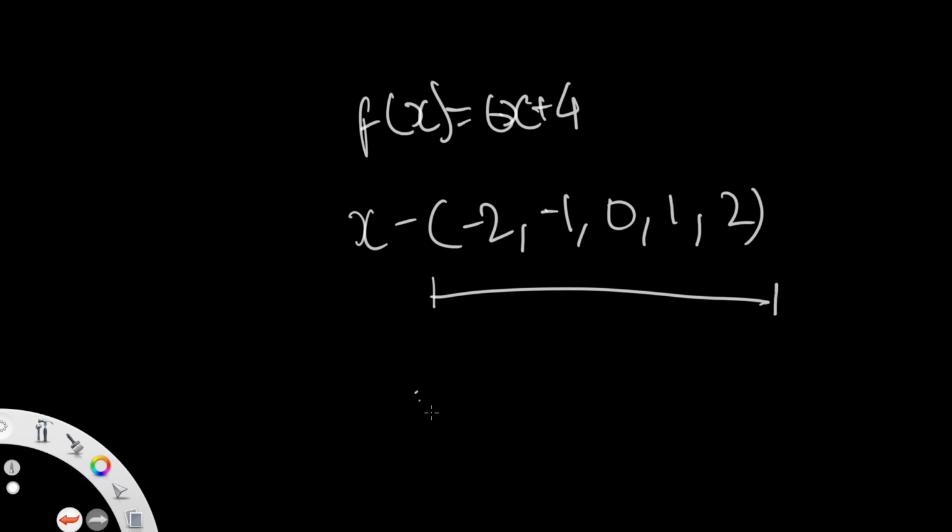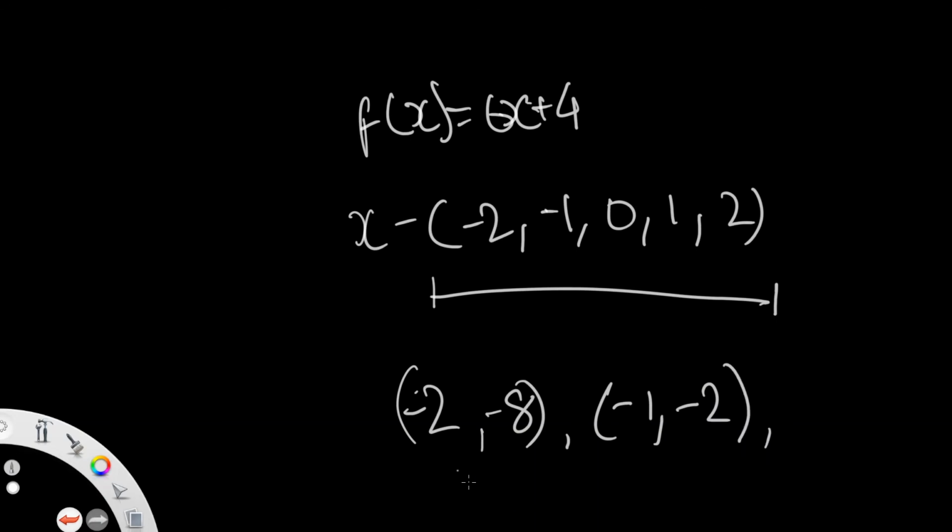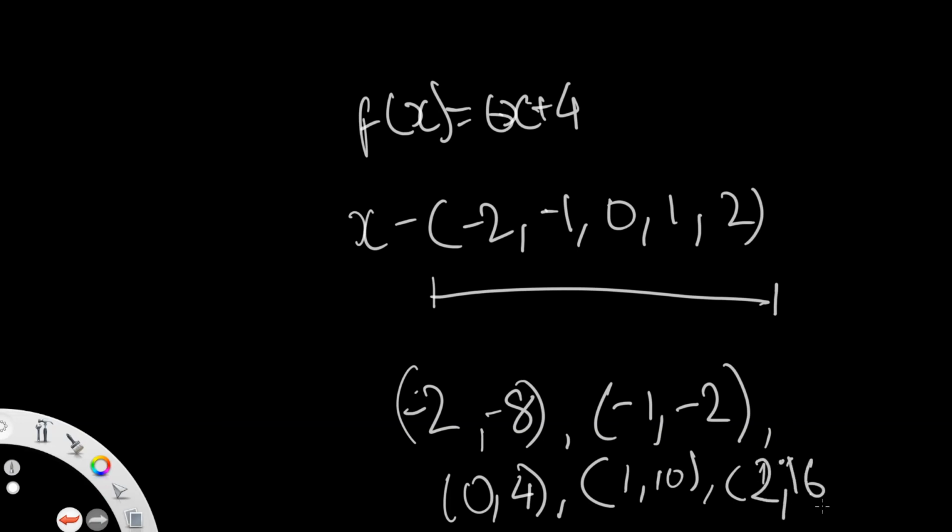So -2 gives us -8. And then -1 times 6 is -6, plus 4, which is -2. So -1 gives -2. Then 6 times 0 plus 4 is 0 plus 4, which is 4. And finally 1 gives us 10. And then 2 times 6, which is 12, plus 4, which is 16. So 2 gives us 16.